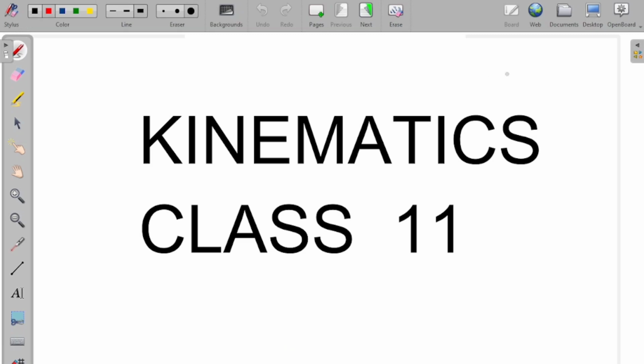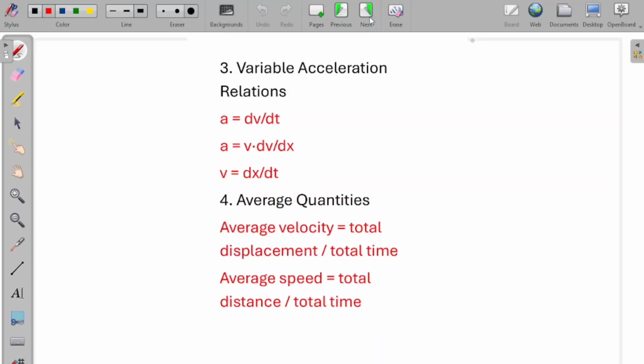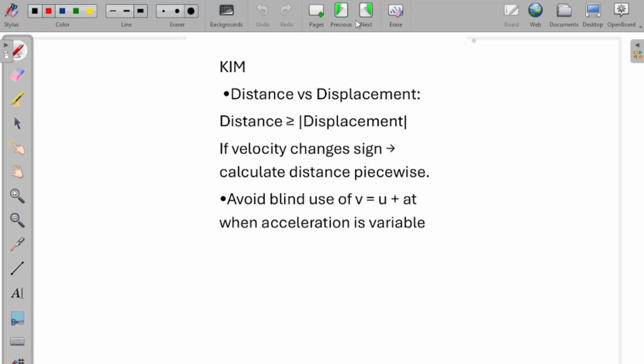Hello children, today we are going to solve some numericals of kinematics. These questions are from the chapter Motion in 1D of class 11th. I've also brought some formulas which will be useful for you in solving these questions. And here are some chems.